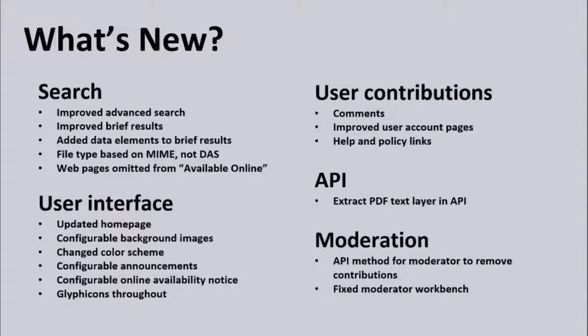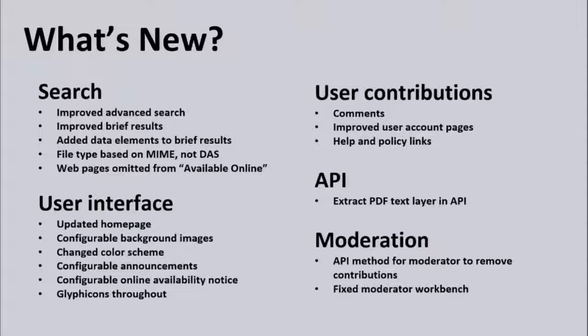So what's new about our newest version? Well, basically the major changes affect 5 areas. Those include search, user interface, user contributions, API, and moderation. For search, we've basically vastly improved the advanced search. We also improved the brief results of the search. We've added some additional data elements to the brief search to make it more apparent as to what you're looking at.